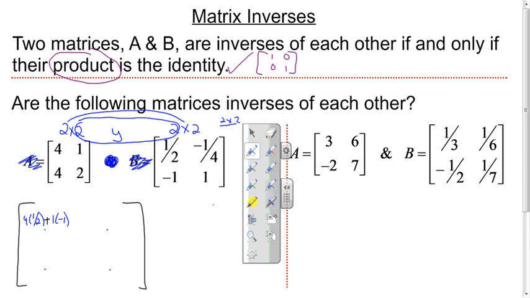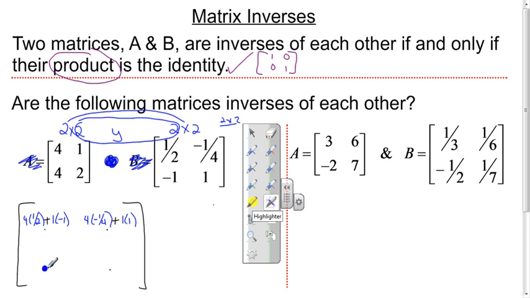Continuing on to go into the top right part of the matrix, I will use the top row and the right column. And if you see why I have this circled here, the 4 will multiply the negative 1/4, and the 1 will multiply the 1, because they are in matching positions for their respective rows and columns. So we will get 4 times negative 1/4 added to 1 times 1.